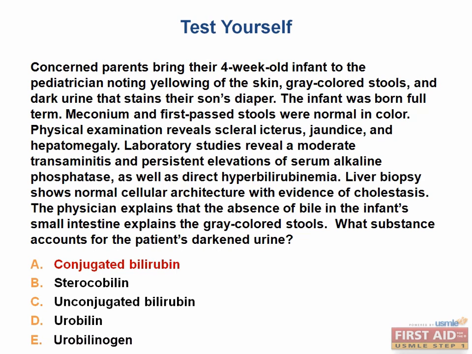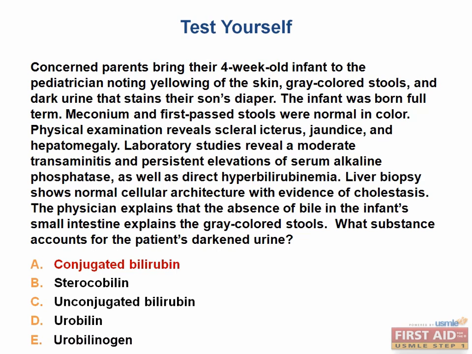This is known as acholic stools, and it leads also to an increase in conjugated or direct bilirubin in the blood. Conjugated bilirubin is highly water-soluble, and it's readily filtered at the glomerulus. This means that it will appear in the urine with increasing levels in plasma.